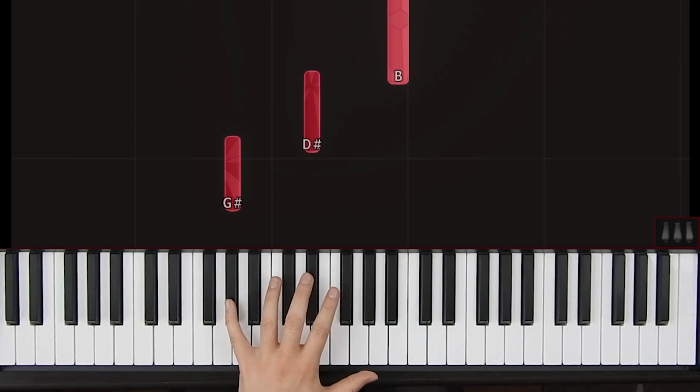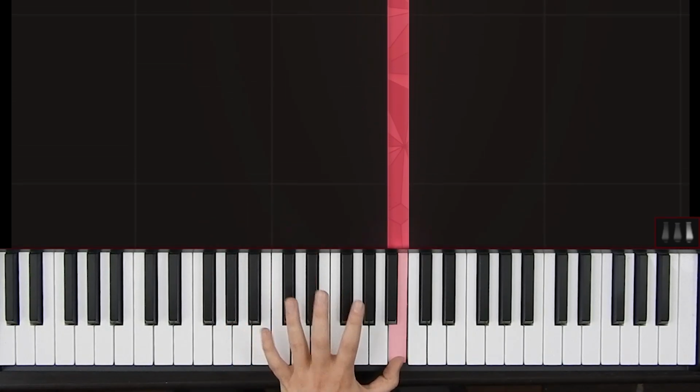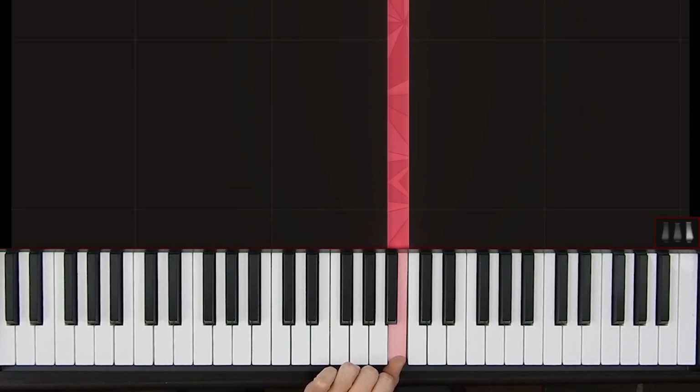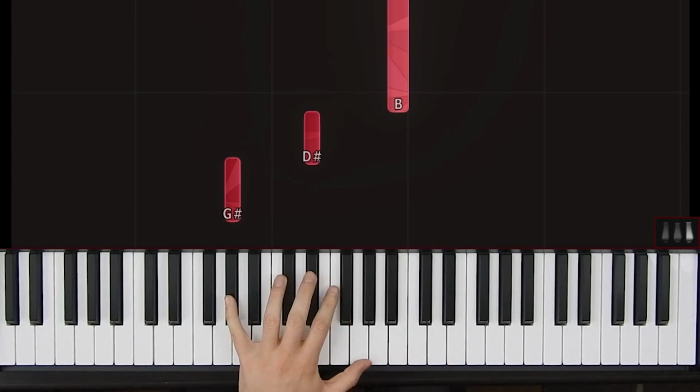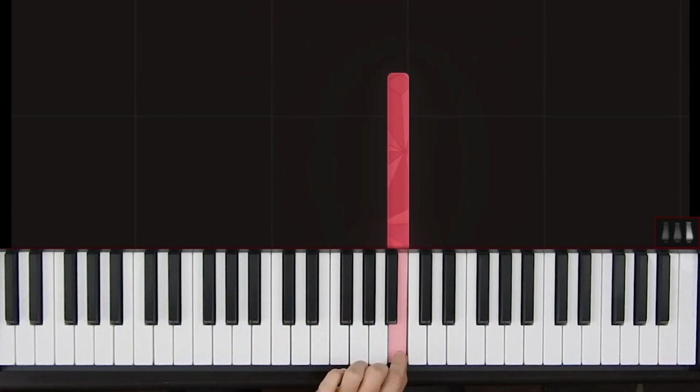In terms of counting, we have 8th notes in the left hand for the full 4 beats. 1 and 2 and 3 and 4 and. As soon as you get to the B, you just hold it until the end of the bar. 1 and 2, hold, hold, hold, hold, hold.